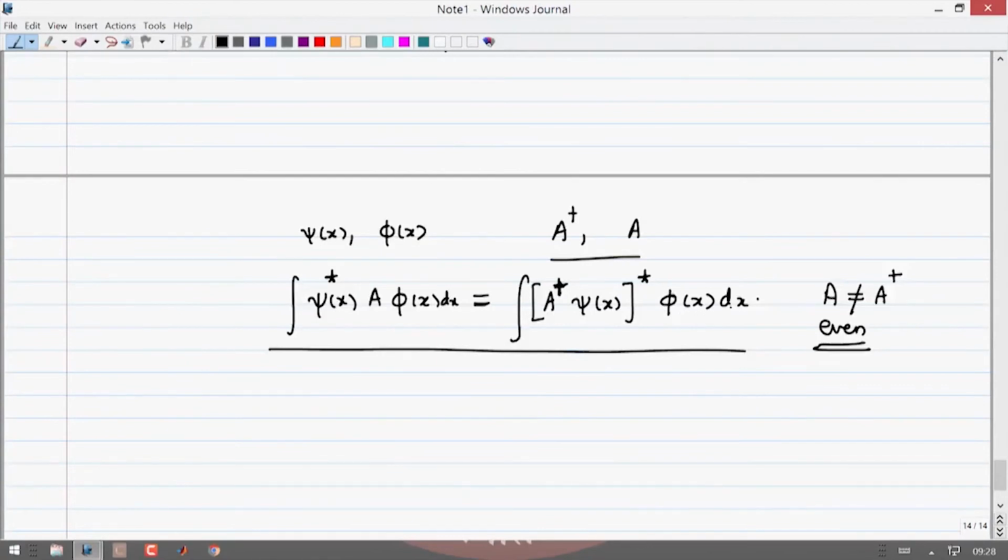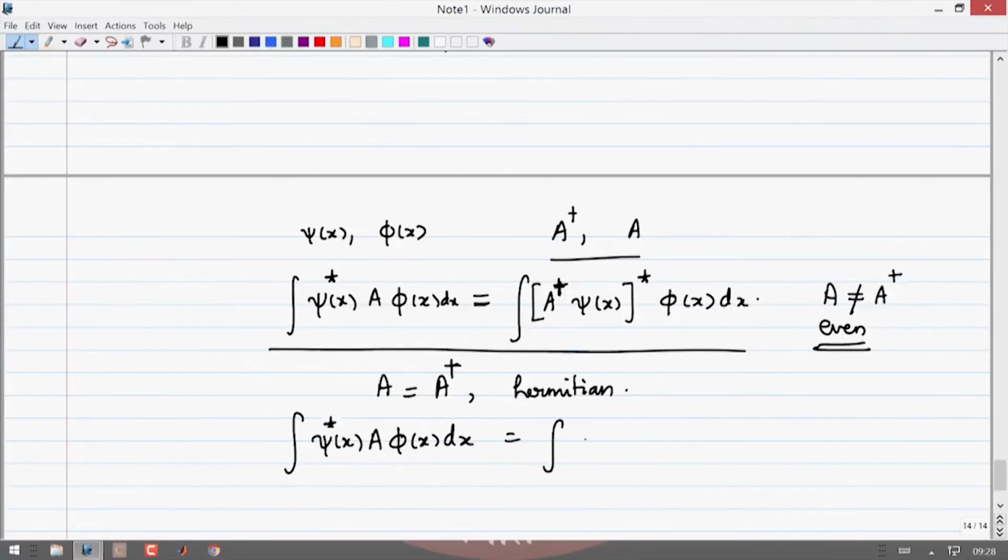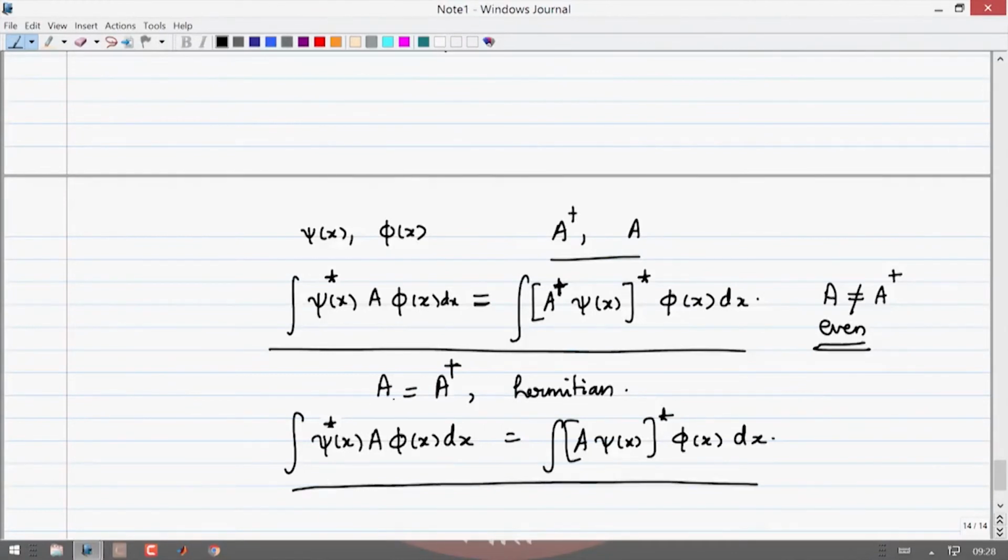Now two operators A and A dagger are equal, Hermitian, if the following were true, namely the integral of psi of x A phi of x dx is the integral of A psi of x star phi of x dx. Therefore, A dagger is now replaced by A. This definition holds, and then we say that the operator is Hermitian.